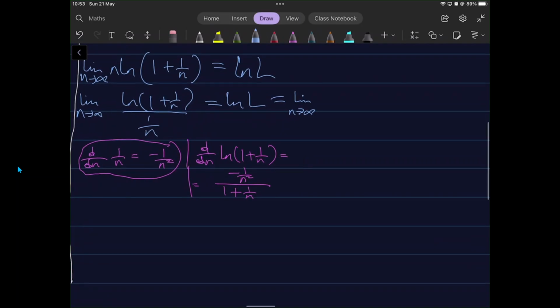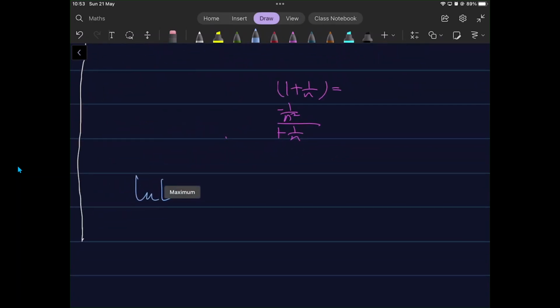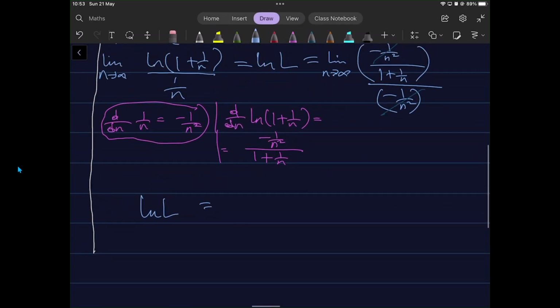the derivative of the top, which we worked out to be negative 1 over n squared, all over 1 plus 1 over n, divided by the derivative of the bottom, which is negative 1 over n squared. And what you notice is this cancels out with that, and you're left with simply ln of L is equal to the limit as n goes to infinity of 1 over 1 plus 1 over n, which now you can plug infinity into our limit, and you get 1 over 1 plus 0, which is 1 over 1, which is 1.